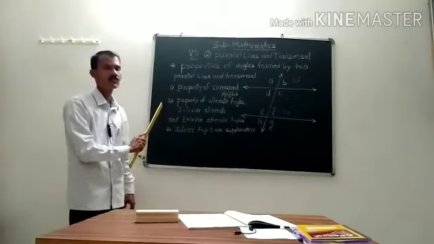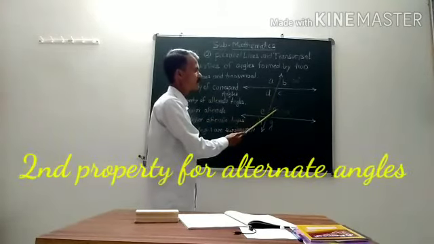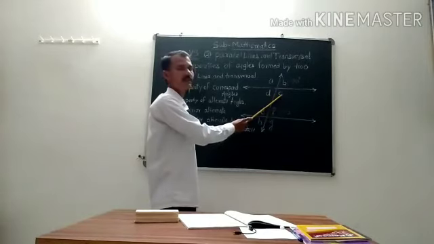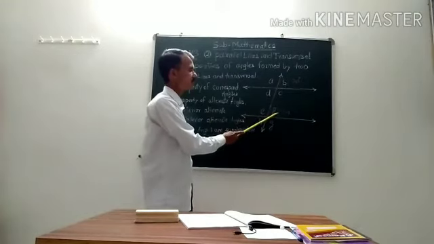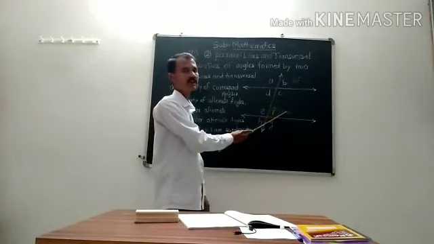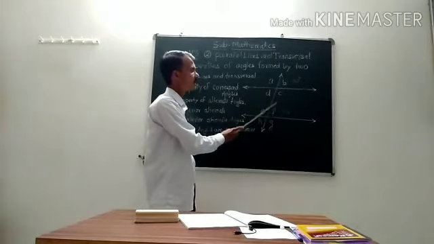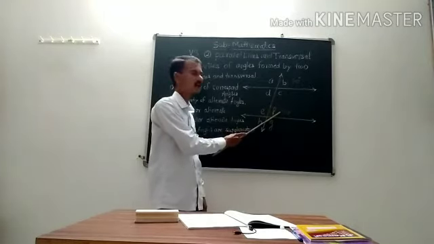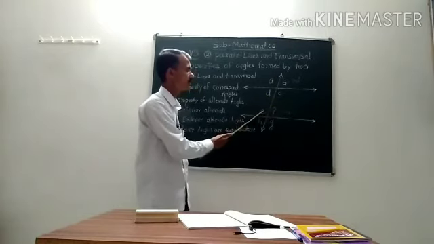Then the second property of alternate angles. We know that there are two pair of interior alternate angles. Angle D, its interior alternate angle is F. Angle C, its interior alternate angle is E. Suppose the measure of angle F is 70 degree, then we get the measure of angle D also 70 degree. Therefore, pair of alternate interior angles are also congruent. Angle D is congruent to angle F, angle C is congruent to angle E.